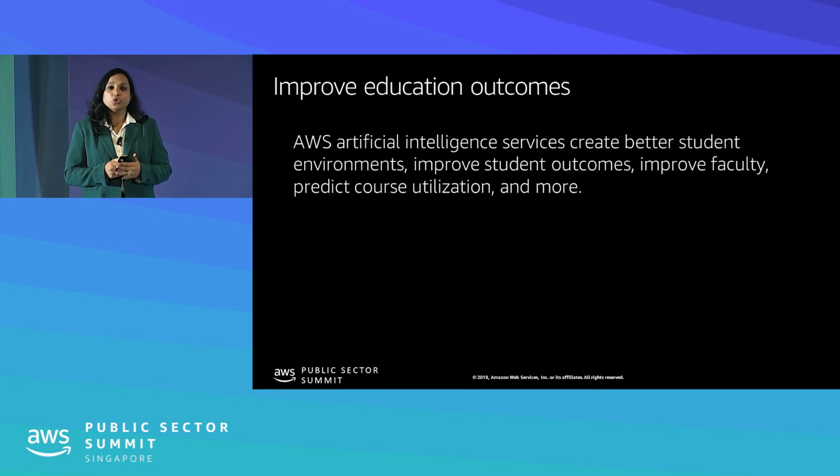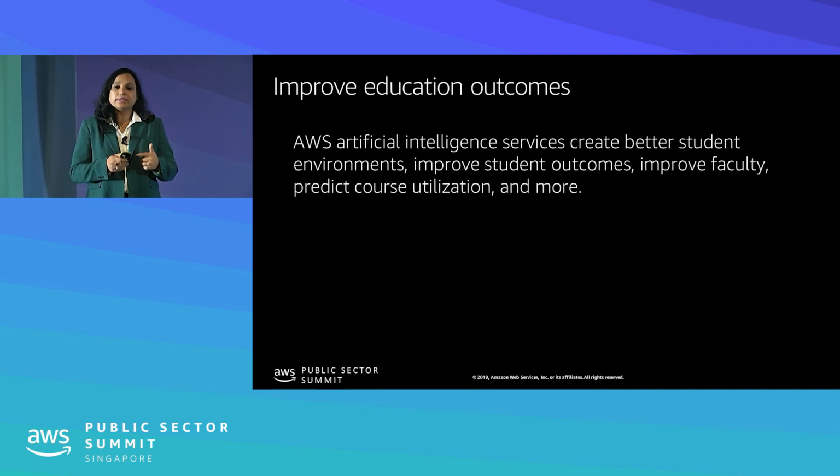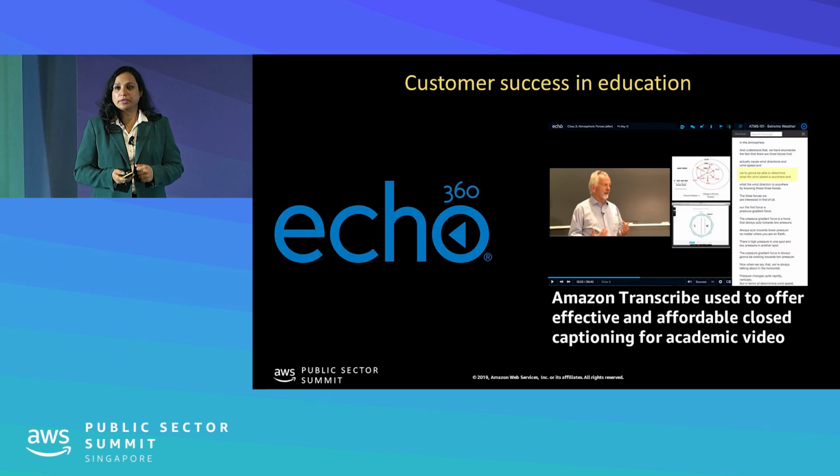Again, improving education outcomes. We'll see an example there of how exactly we are using the ML services to improve some of the outcomes. I have an example here. Let's take a specific customer case. Sorry, can you shift back to the presentation? Yep. So what we have here is the case of one of our customer references, which is Echo 360.